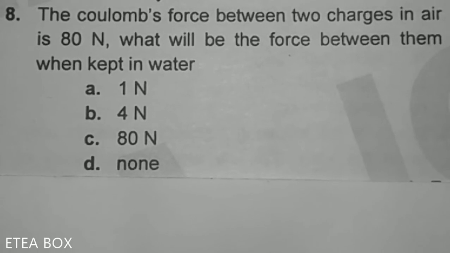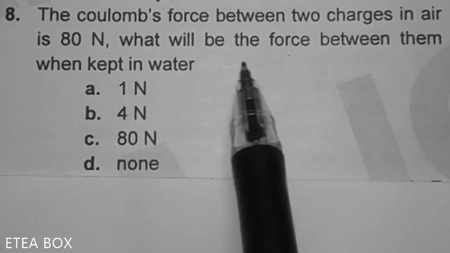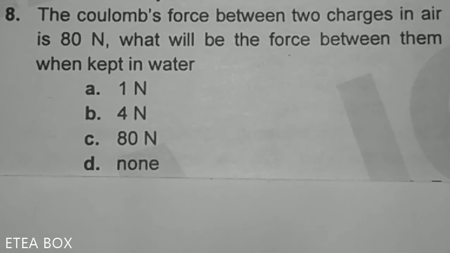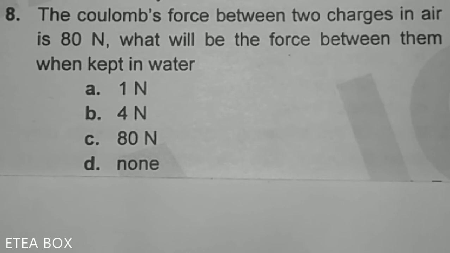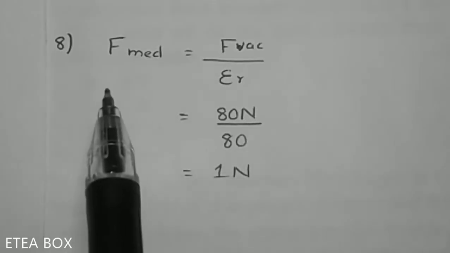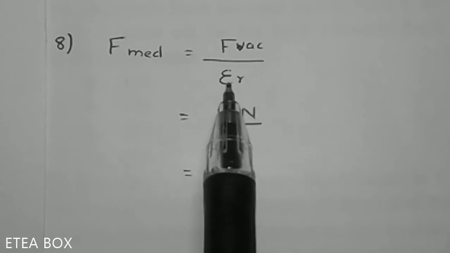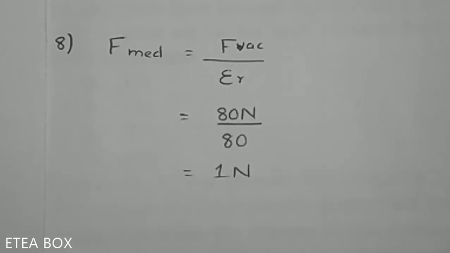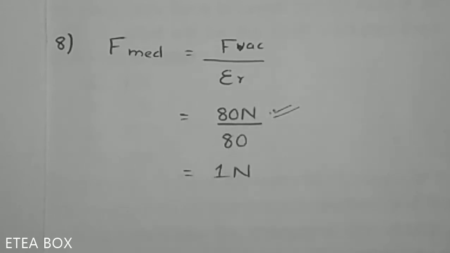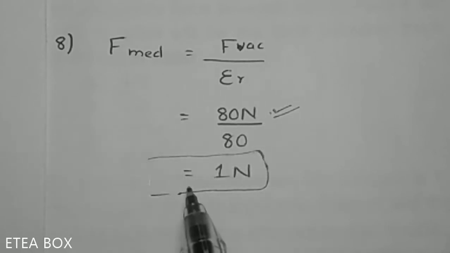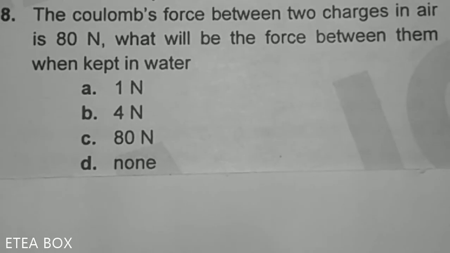The Coulomb's force between two charges in air is 80 Newton. What will be the force between them when kept in water? Now in vacuum the Coulomb force is 80 Newton. If we keep it in water, what will be the force between them? Look here, we know that force in a medium is equal to force in vacuum divided by relative permittivity, and the relative permittivity for water is 80. The given Coulomb force in vacuum is 80 Newton. If we divide, we get 1 Newton. The Coulomb force in water will be 1 Newton. Look here, option A is correct.